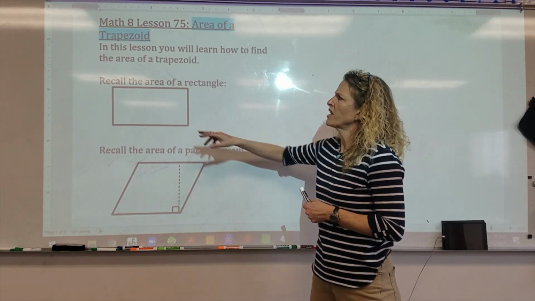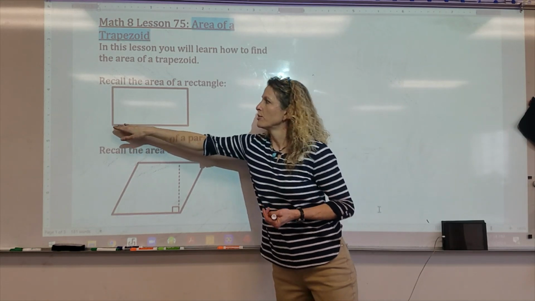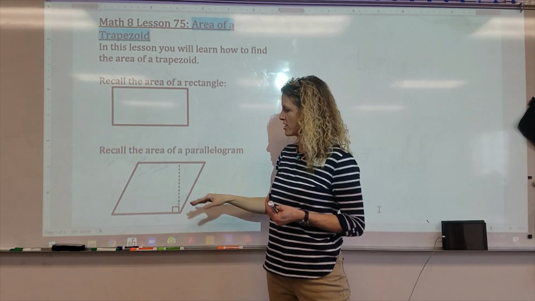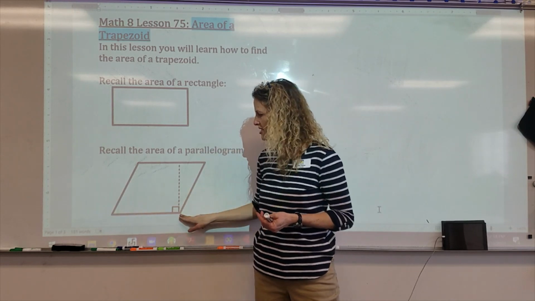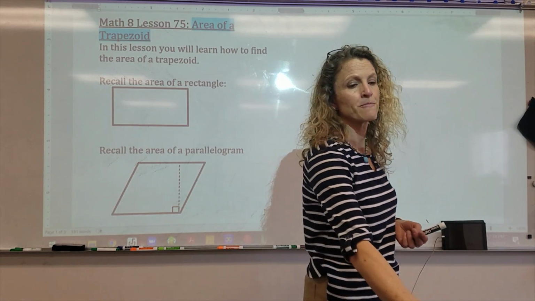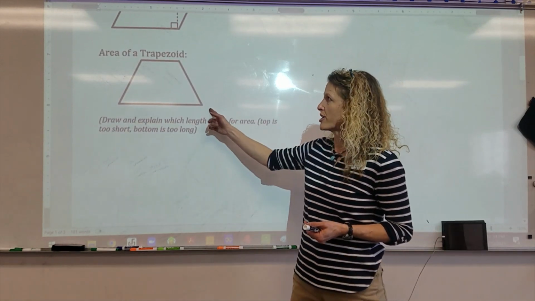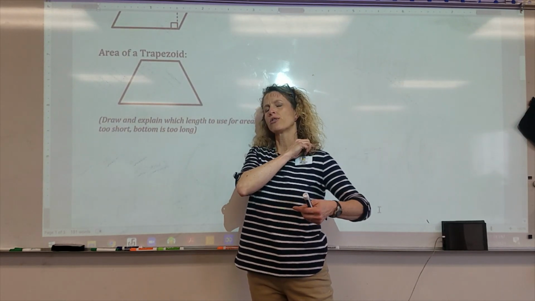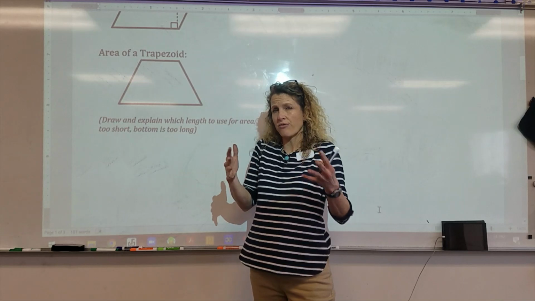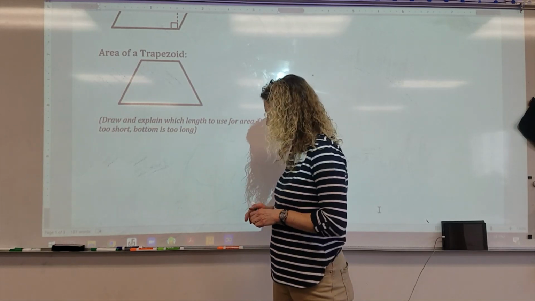So let's review. If we wanted to find the area of a rectangle, we would do length times width. If we wanted to find the area of a parallelogram, we would do base times height, the perpendicular height. But if we're finding the area of a trapezoid, what formula would we use? So let me show you, if we backed up a little bit, to explain how the formula works and why it is the way it is.